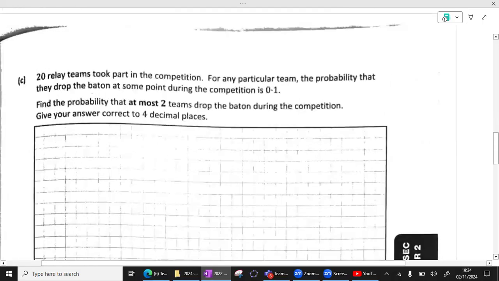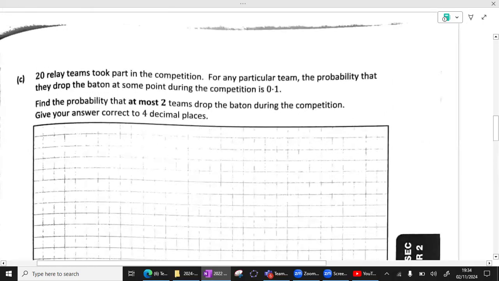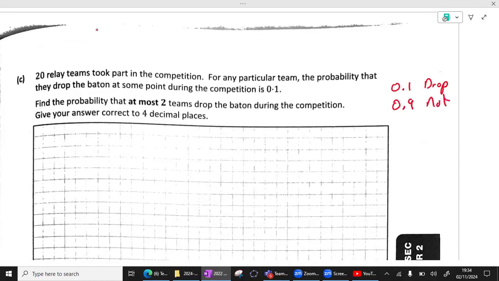Okay, 20 relay teams took part in the competition. For any particular team, the probability that they drop the baton at some point during the competition is 0.1. Okay, so 0.1 is dropping it. So that means 0.9 is not dropping it.